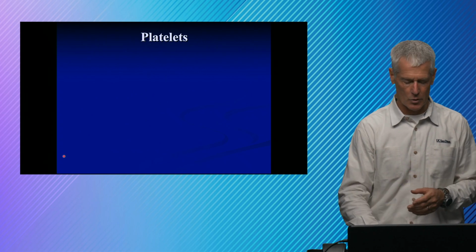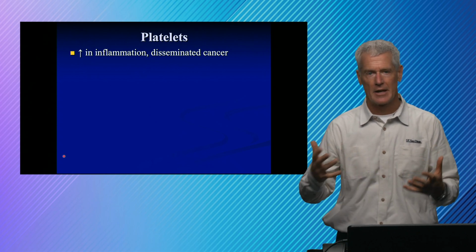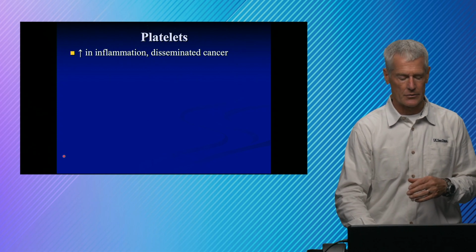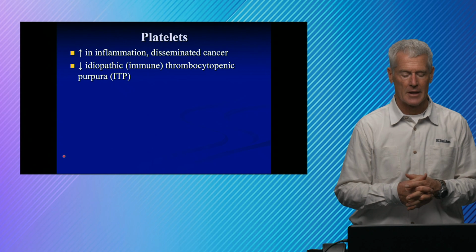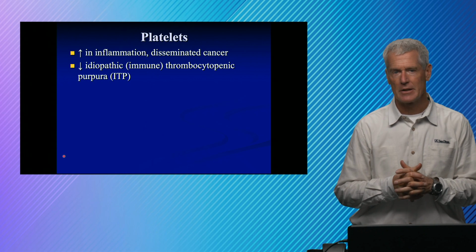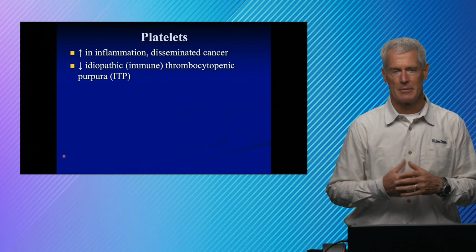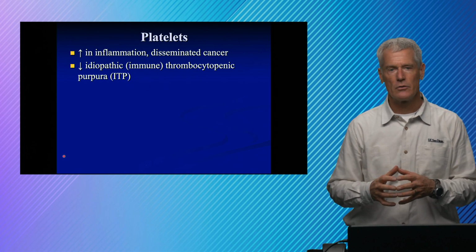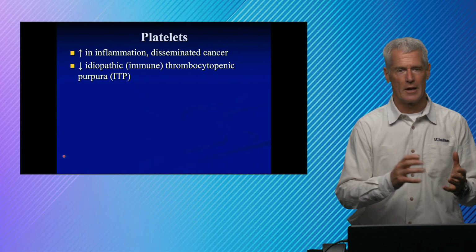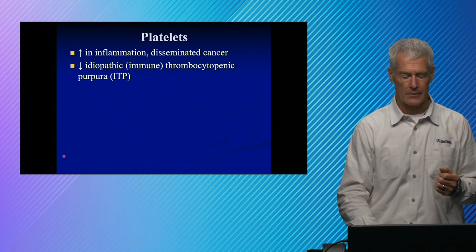And the last slide, just talking a little bit more about platelets. They oftentimes go up in inflammation, and cancers are typically inflammatory, so if you have a disseminated cancer, you have an increase in your platelets. Platelets are decreased in idiopathic or immune thrombocytopenic purpura, and basically that is where an antibody forms against the platelet, causing the platelet to be lysed and metabolized. Sometimes that's drug-induced, so drug sticks to the platelet, and your immune system thinks it's foreign and develops an antibody response against it. And so it would make sense that your platelets go down.